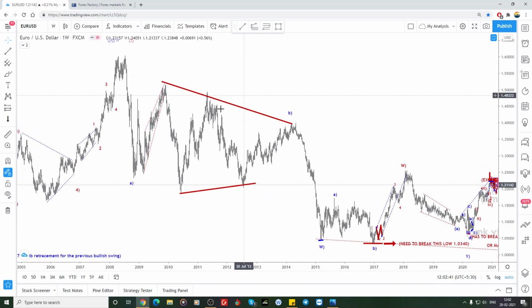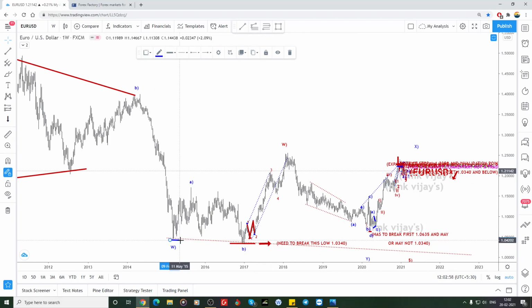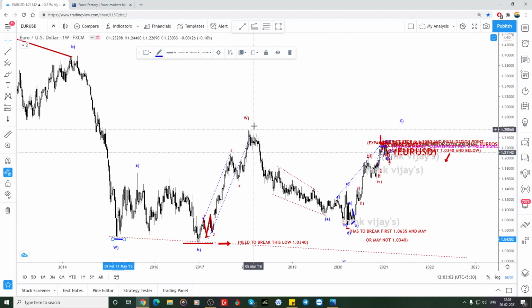See, this is a B, C, A, B. It could be a mix, whatever we can do. This is A, B, C, and this is a W, and we took it as an expanded flat previously, because it's already broken the low. After that, I'm expecting the W, so that is why I have marked this as a red color W. Otherwise, I would place the X here, and I'm looking only for the downside, right? But now I have already placed the red color W. You know very well about that.